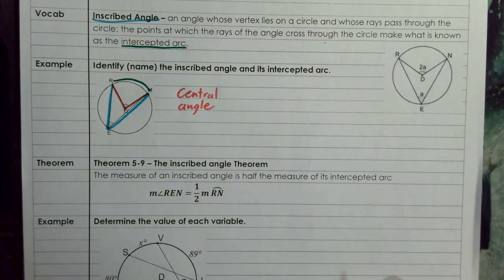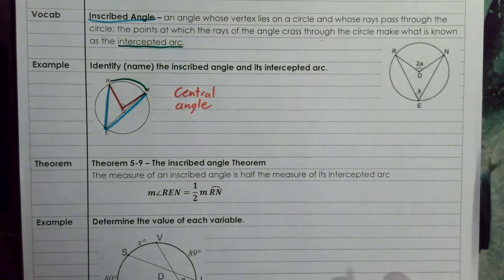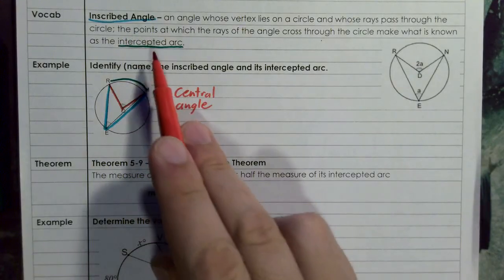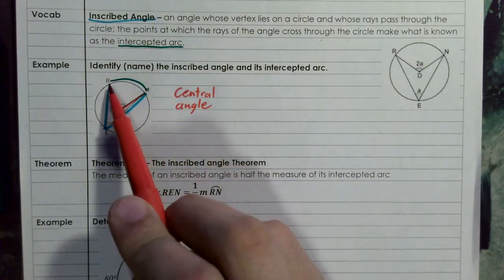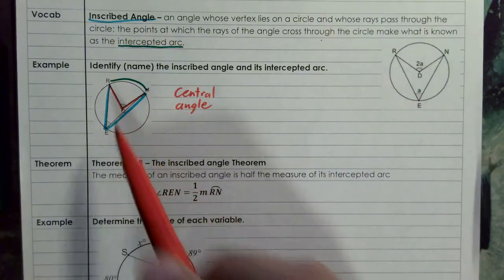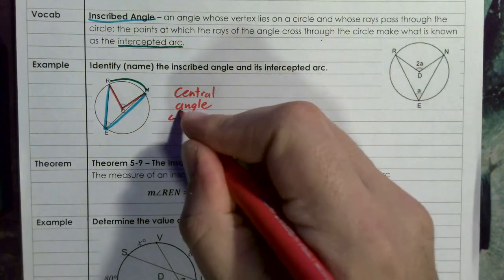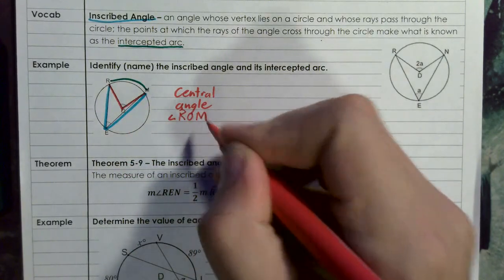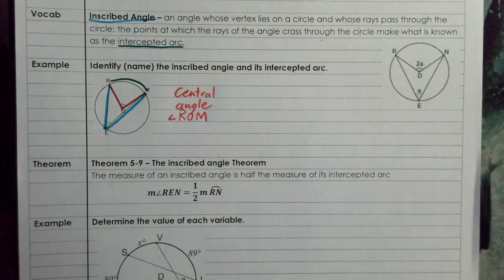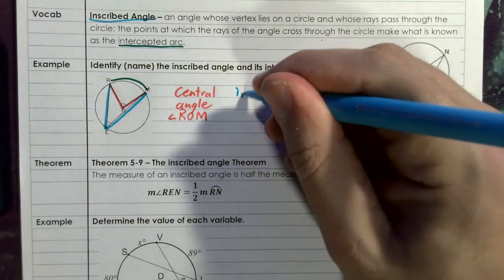Hi, in this video we're going to be talking about inscribed angles. Inscribed angles are a little bit different than central angles. In this diagram right here, I've got a central angle, angle ROM, which is a central angle because it goes through the center of the circle. An inscribed angle doesn't.